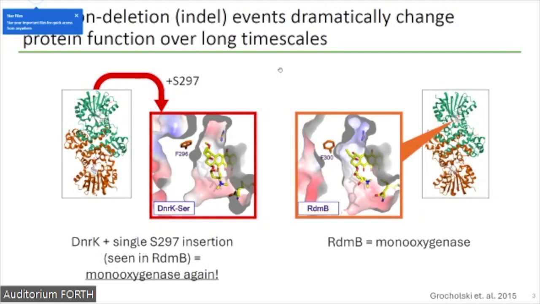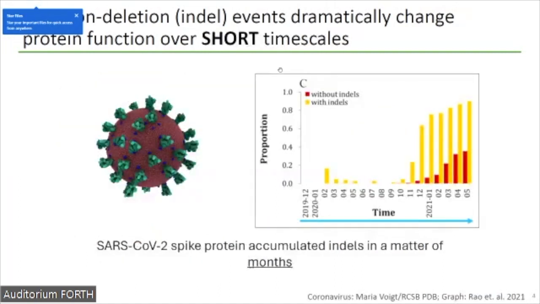So clearly over long evolutionary timescales, these indel models are very significant. Maybe over shorter timescales, we also see that indels are equally as significant, as can be seen in the SARS-CoV-2 spike protein, which according to this study in 2021, managed to accumulate indels in quite simply a matter of months.